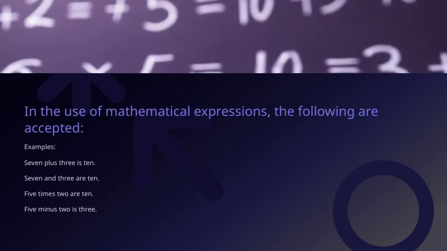Let's look at some simple examples to understand how numbers work together in basic math. When we say 5 minus 2, the answer is 3. This shows how subtraction helps us find what's left after taking some away.